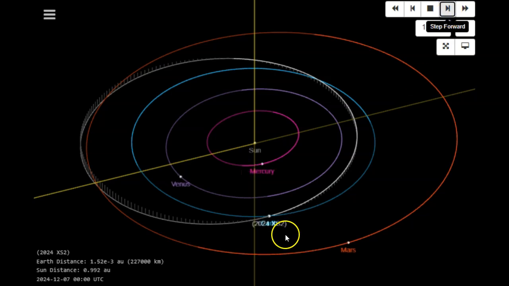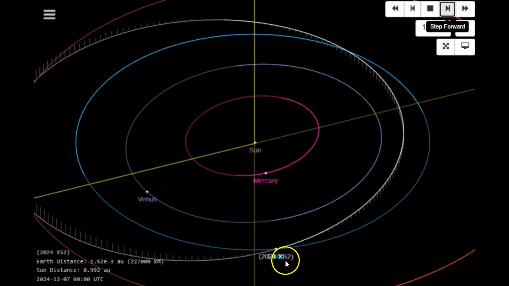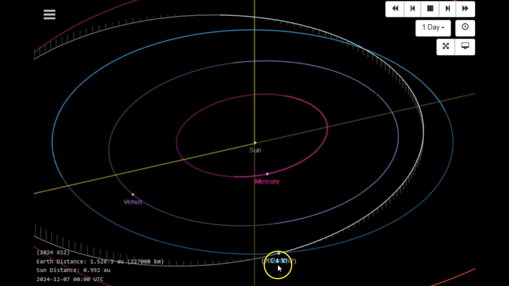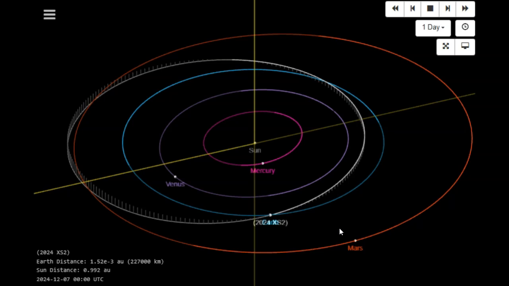See if we can get ourselves there. You can see that they've just about joined into one, Earth and 2024 XS2. So we're looking at an inner solar system near-Earth object here, staying within Mars's orbit, basically. Let's get some information about this rock.